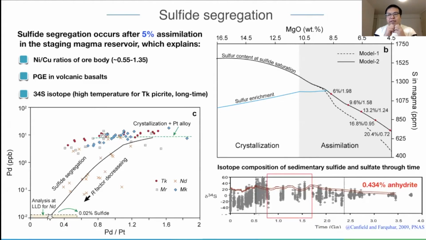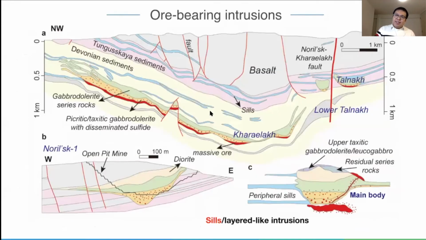Here we can see that there is a difference because the TK picrite has a high temperature, so it can directly melt this anhydrite. Secondly, because this is a magma chamber, it can take a long time to do this accumulation and to homogenize the isotope. So that covers the magma chamber. Now the intrusions.